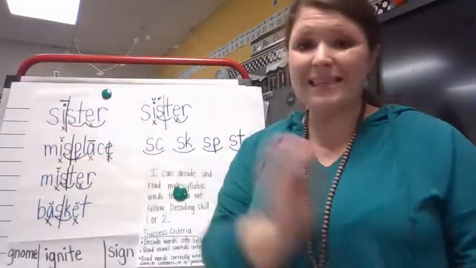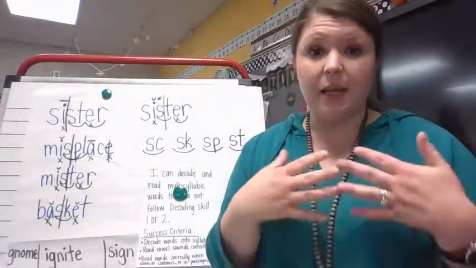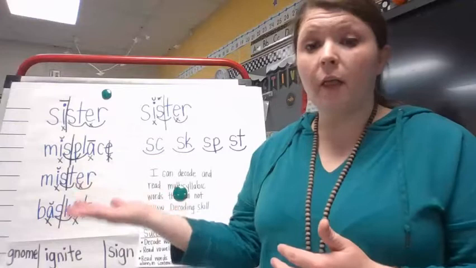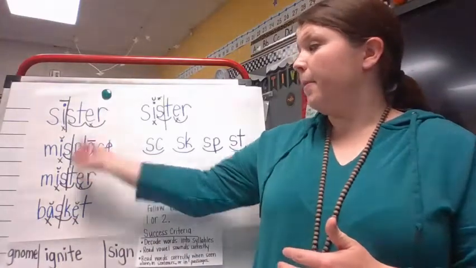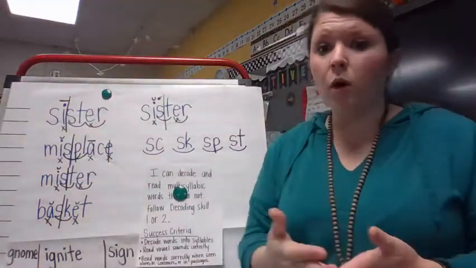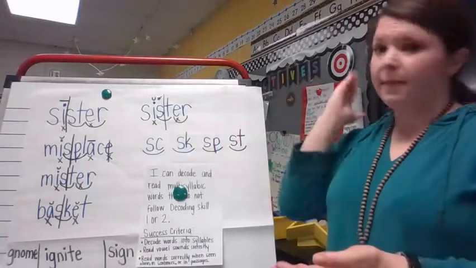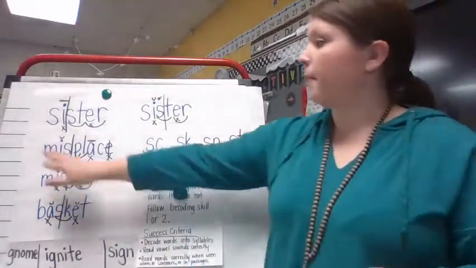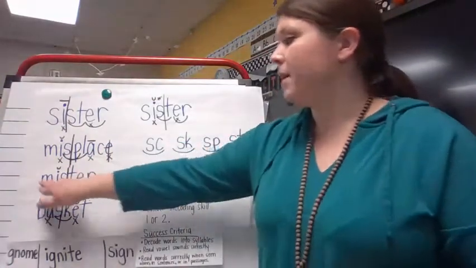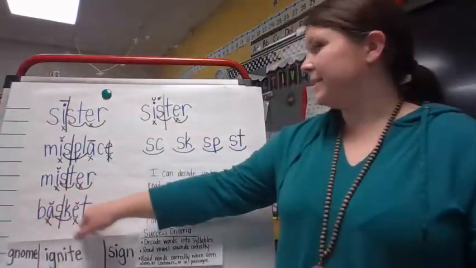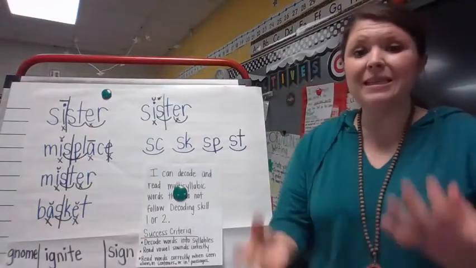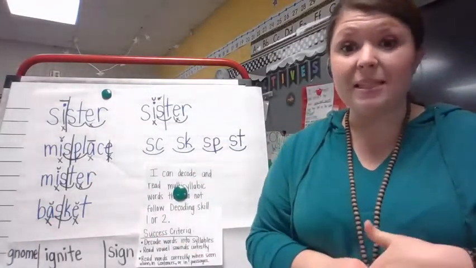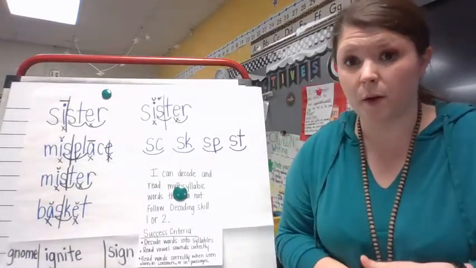Mis and dis are both prefixes, MIS and DIS. Whenever we see those in a word followed by a P or any other consonant, that'll split because those prefixes are a syllable by themselves, like misplace, Mr., basket, okay? Today we're going to learn about another decoding exception that does not follow decoding skills 1 or 2.